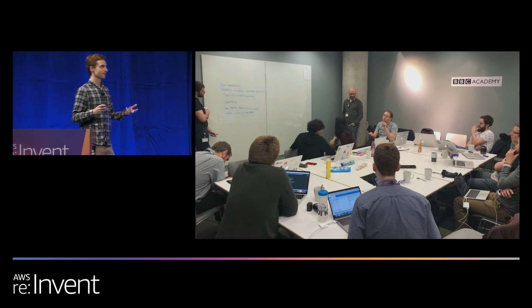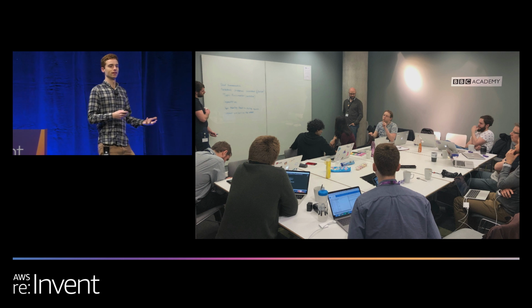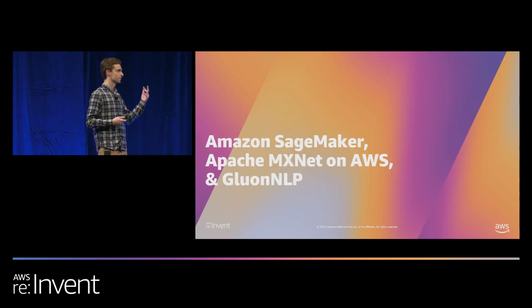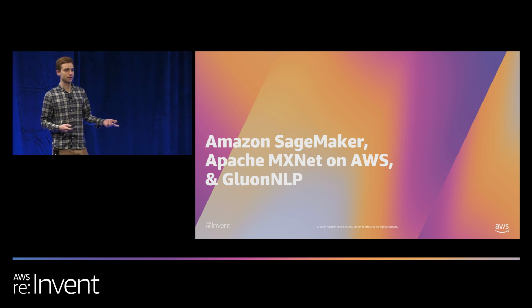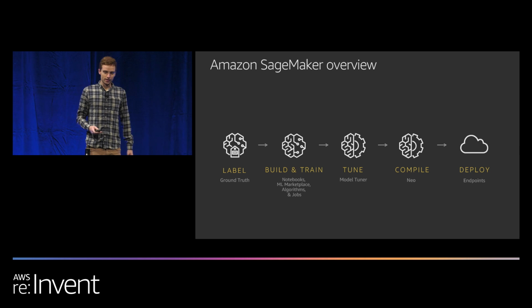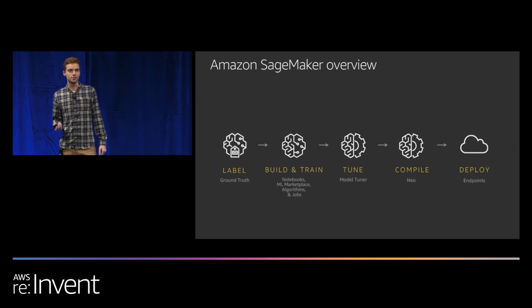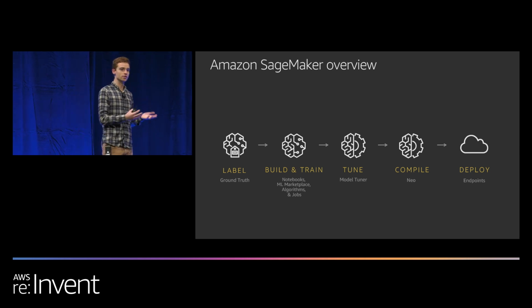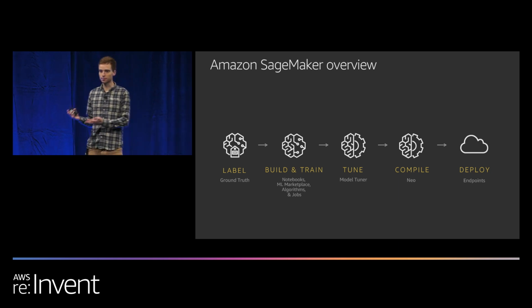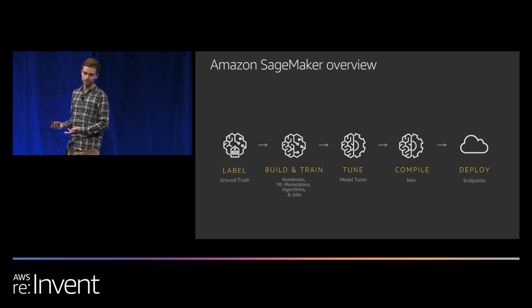Okay, so Neil's just shown you the baseline, and this is our starting point. Then we were going to work using some tools such as Amazon SageMaker, Apache MXNet, and Gluon NLP to improve upon this bar. For those of you who haven't seen Amazon SageMaker before, it gives you the whole machine learning workflow, all the way from labeling data to deploying your models in an endpoint.